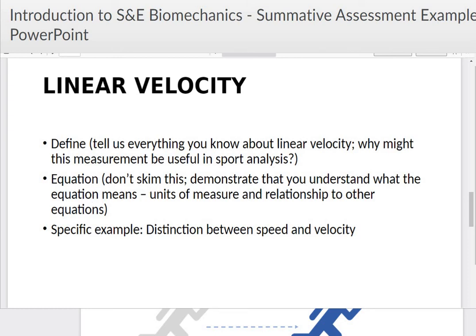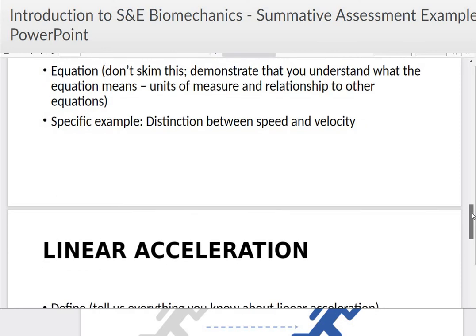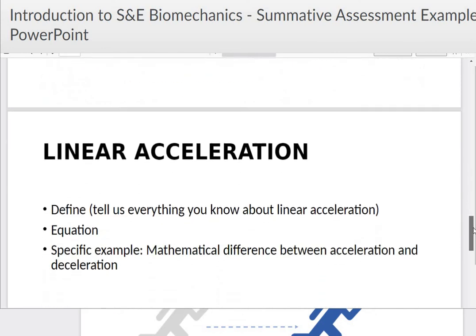Be careful with your units of measure, we'll get to that nearer the time. And you can discuss perhaps the distinction between speed and velocity. We touched on this on Monday. Again, these are just examples, you're not limited to this, you can obviously do more.